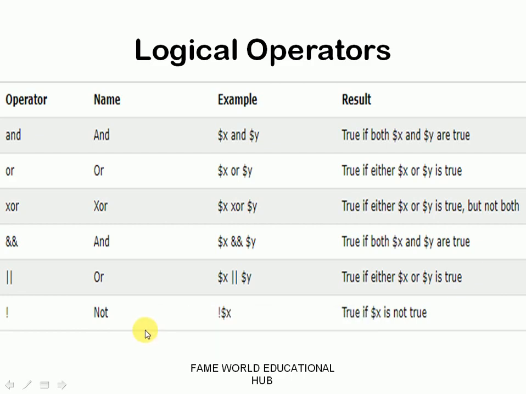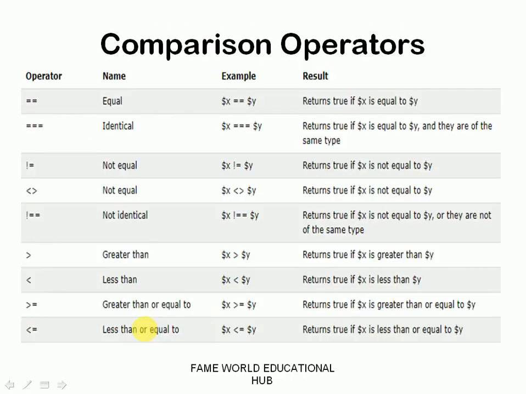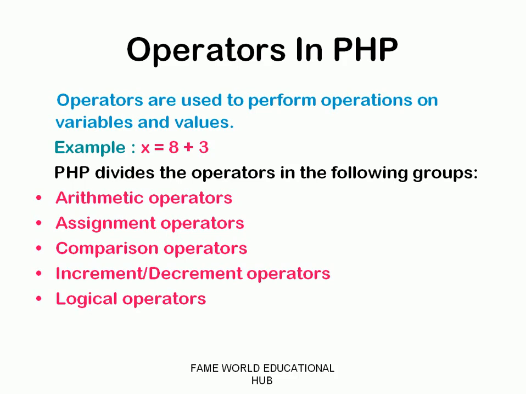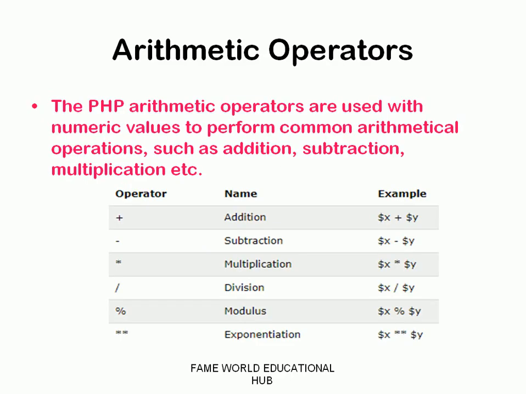So let's revise what we have seen till now in this operators in PHP lecture. We have gone through the definition of operator. We've seen the example of an equation in which we studied what an operator is. We saw different types of operators in PHP and we learned them in detail.